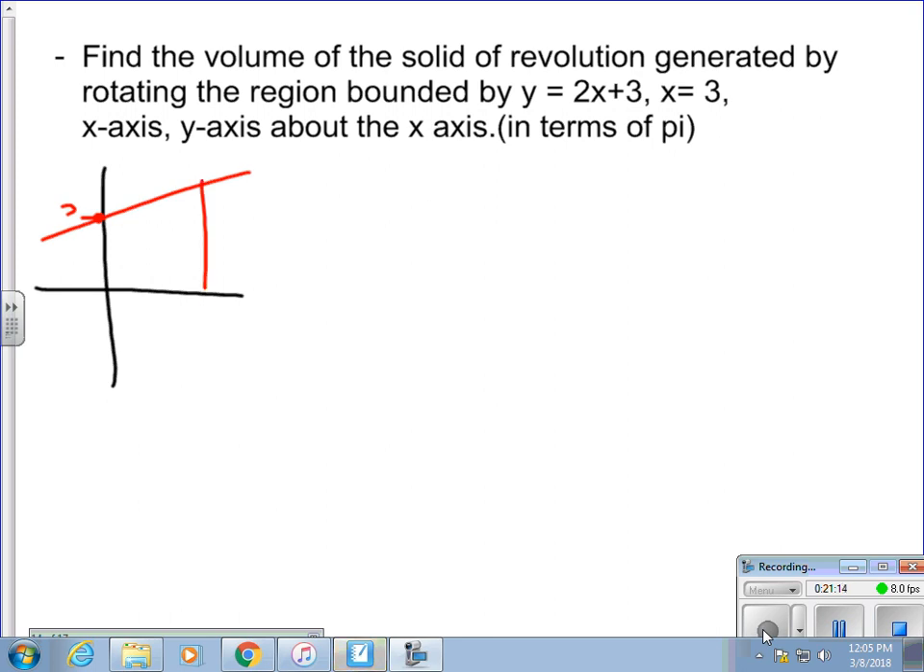The line x equals 3. This is our region here that we're rotating around. Okay, so we'll have kind of like a circular wedge kind of thing is what we're going with here. There's actually a particular name for this shape, but I can't remember what it is off the top of my head. But we're rotating a trapezoid around. Okay. So we need to know our bounds. What are our bounds? 0 and 3. And what's our radius? Our radius is what? 2x plus 3.